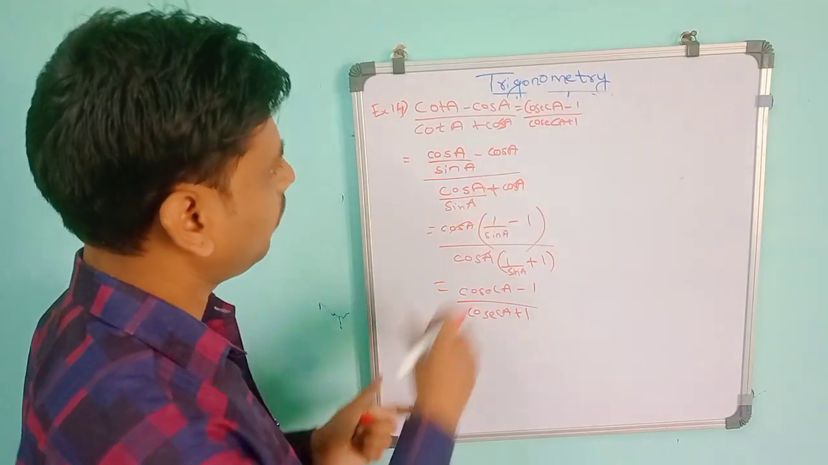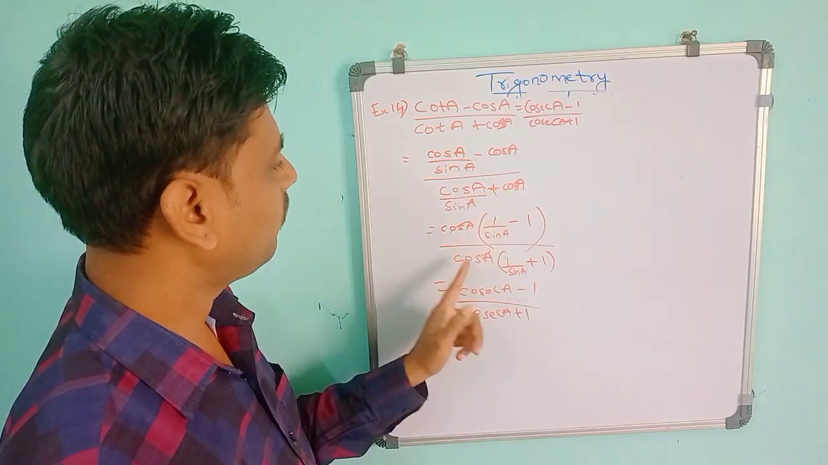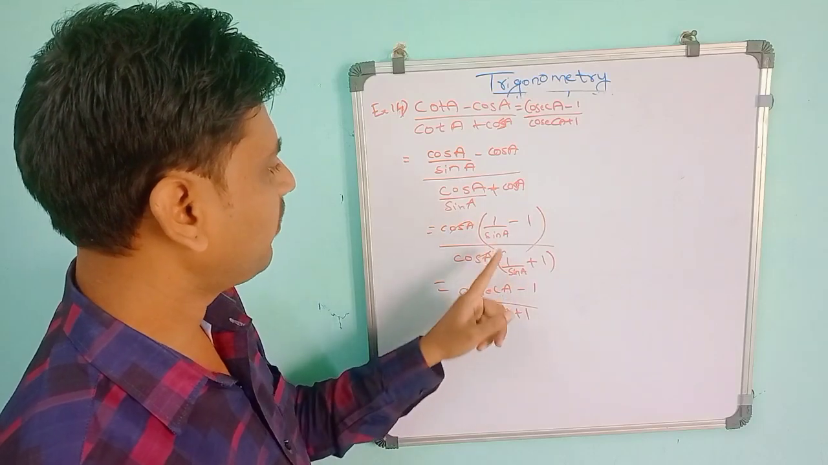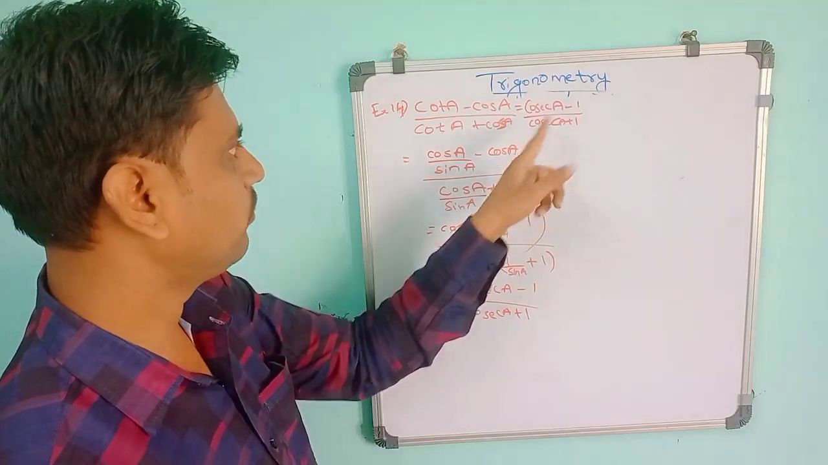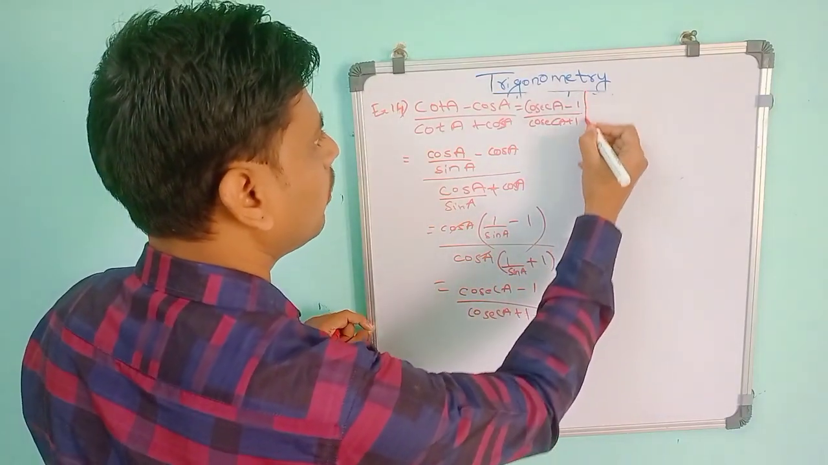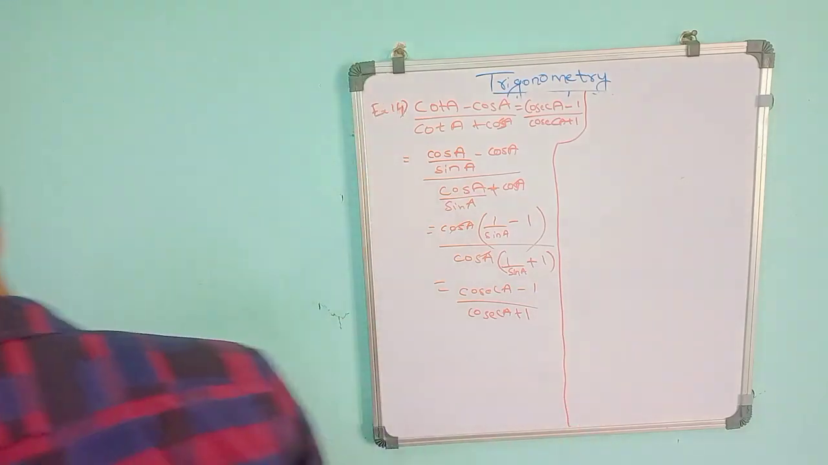So cos by sin minus cos A. If we take cos A common here, remaining is 1 by sin A minus 1, and cos A is common here also, so these two will get cancelled, leaving 1 by sin A plus 1. So 1 by sin A is cosec A, 1 by sin A is cosec A. So cosec A minus 1 over cosec A plus 1. So it is simple. The next problem is a little bit complicated.